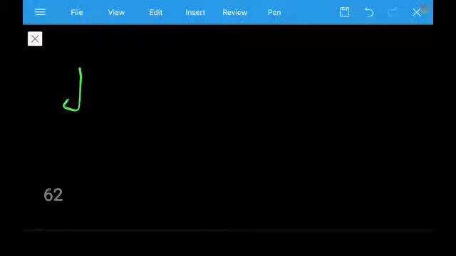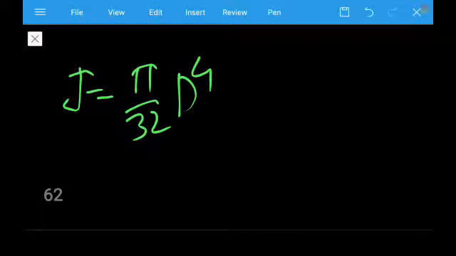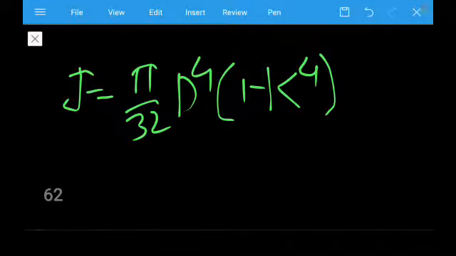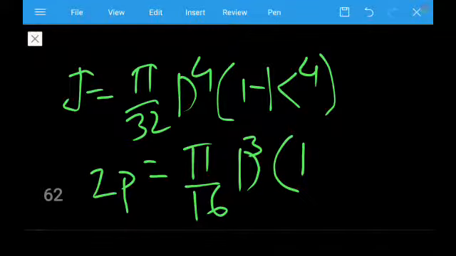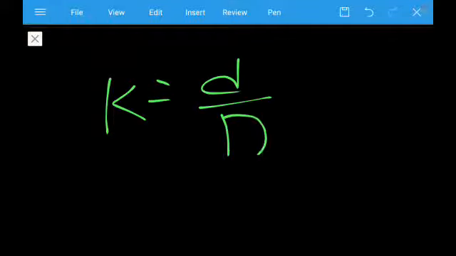Now we'll see the polar section modulus for the hollow shaft, that is pi upon 32 D to the power 4 times 1 minus k to the power 4, and Zp is pi upon 16 D cube times 1 minus k to the power 4, where k is small d upon capital D.